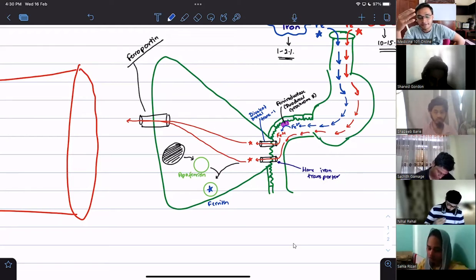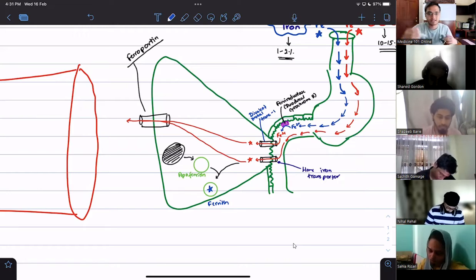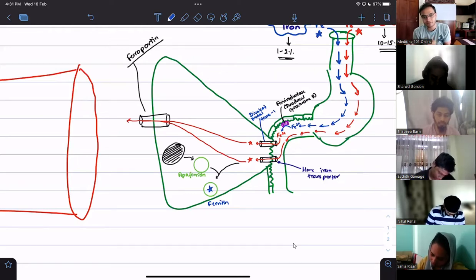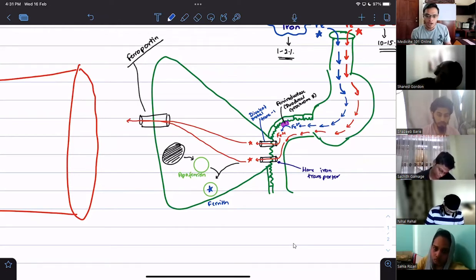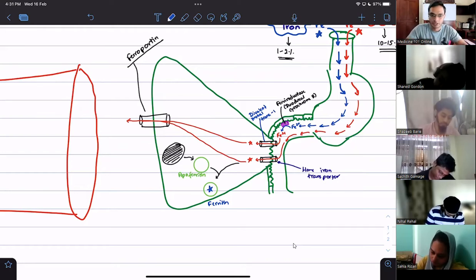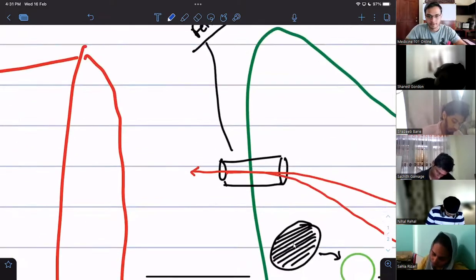So what is happening? These mucosal epithelial cells are sloughing off. At the end of their life cycle, they die and slough off into the feces. So at that time, you can have some ferritin stored in those cells and you're losing that ferritin. That's how you're losing iron through fecal matter. Now we'll continue with the iron that left the duodenal epithelial cell. We'll come back to this place.